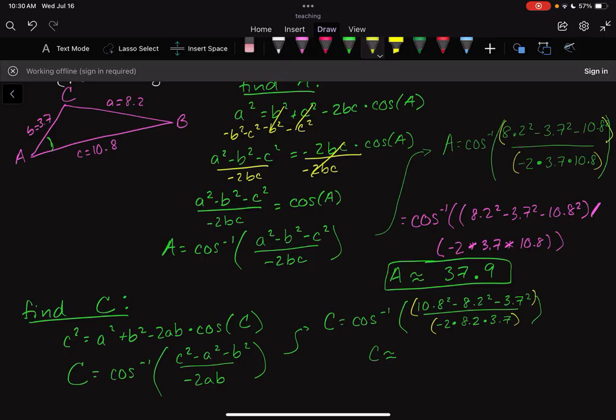If you at all have any issues plugging into the calculator, please let me know. That's probably something I would want us to schedule a meeting for so that I can see what you're actually plugging in so I can help you out. All right, so I got 126.1. I'm rounding to the nearest tenth.